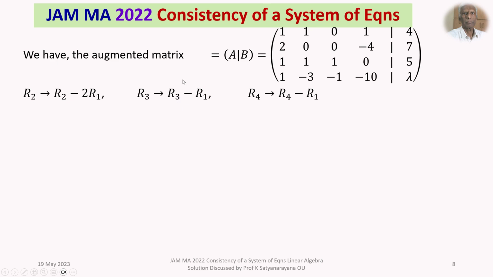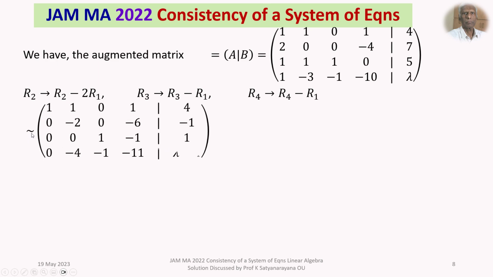R3, from R3 subtract the corresponding entries of R1. In R4, subtract the corresponding elements of R1. Thereby, we will make this position 0 and this position 0 and this position 0. Now, we write this is equivalent to, that means it is of the same rank as above.